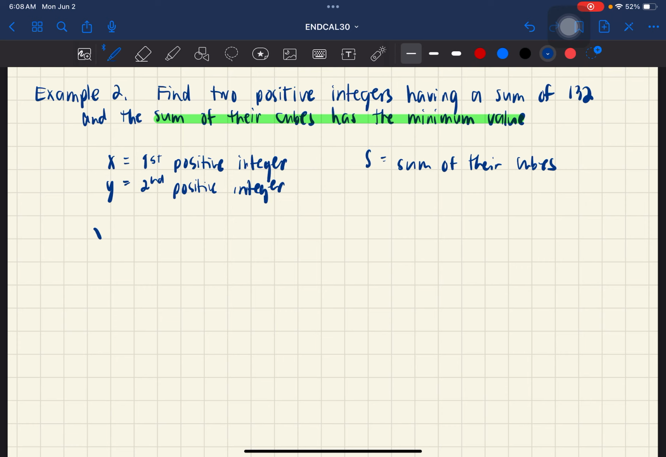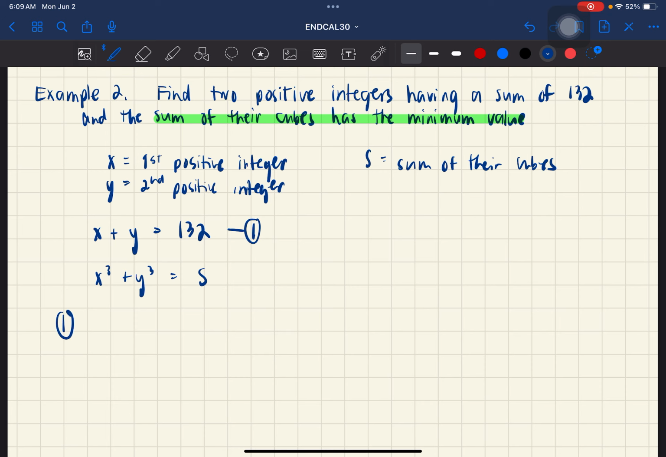Okay, so you have x plus y is equal to 132 as our first equation, then the sum of their cubes. So the other one would be x cubed plus y cubed is equal to s, which will be minimized later on. Okay, so what we would like to do is to derive something with respect to just one variable, because if we derive this s here, you'll have x and y. So we will use the first equation to rewrite the second equation in just a single variable. So how are we going to do that?